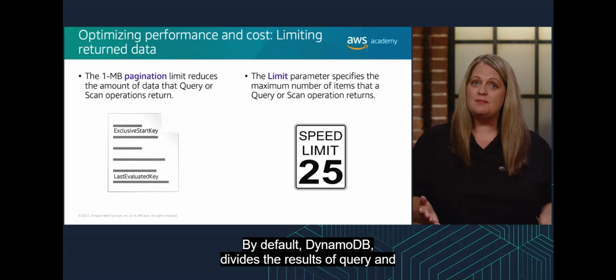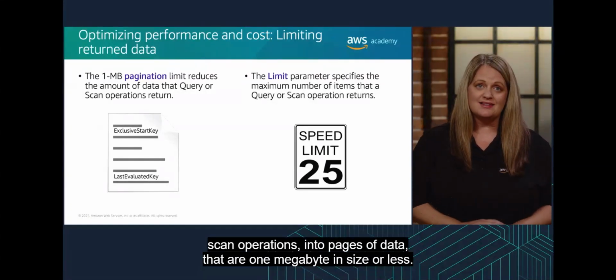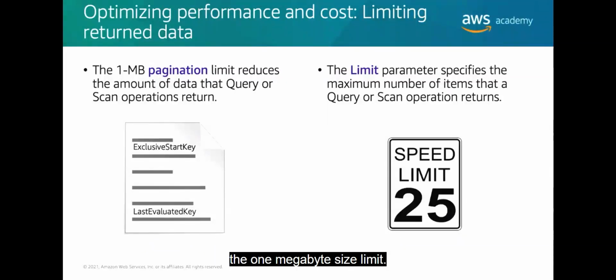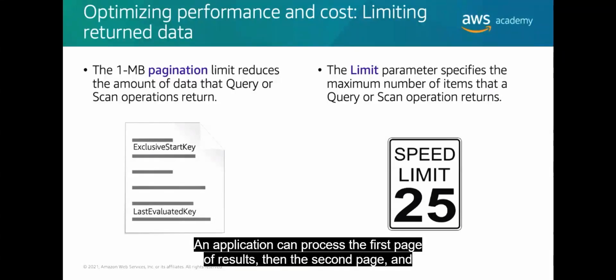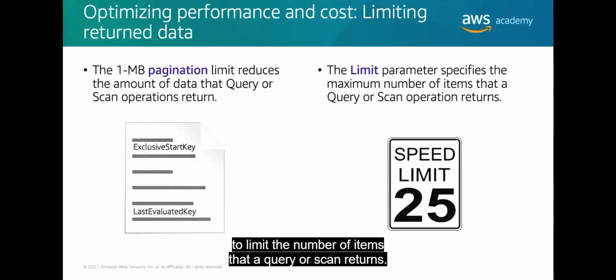By default, DynamoDB divides the results of query and scan operations into pages of data that are 1 megabyte in size or less. A single query or scan will only return a result set that fits within the 1 megabyte size limit. An application can process the first page of results, then the second page, and so on until the final page is reached. You can also use the limit parameter to limit the number of items that a query or scan returns. Set the limit parameter to the maximum number of items that you want.